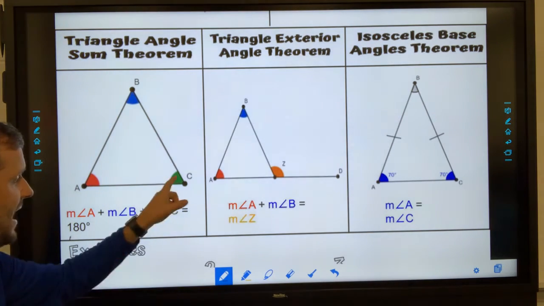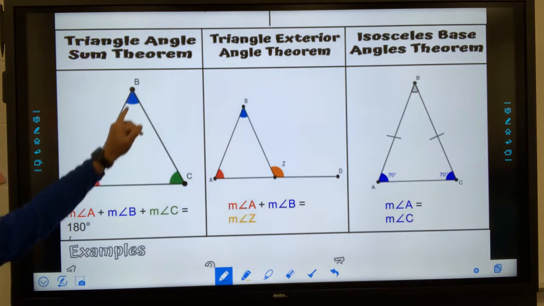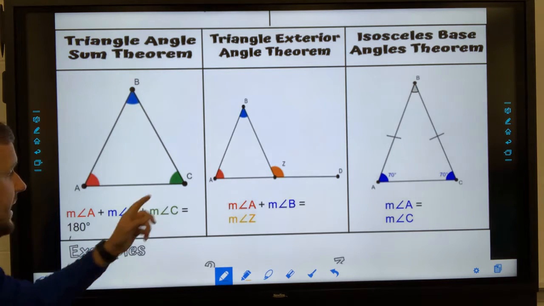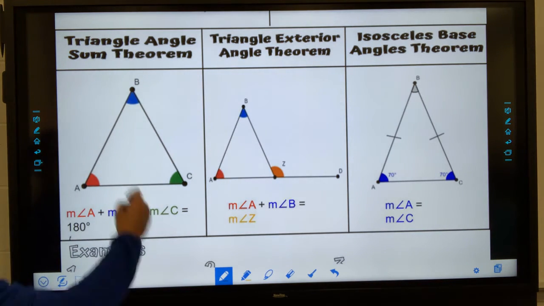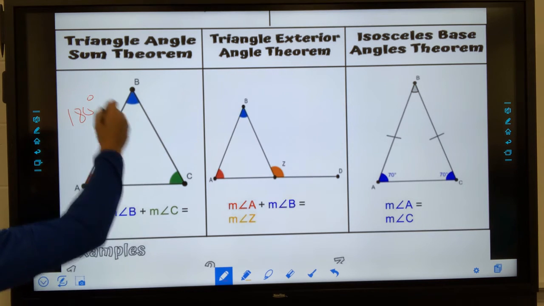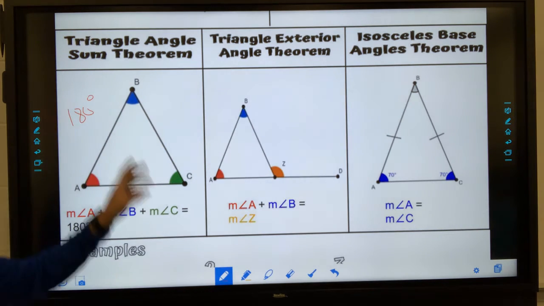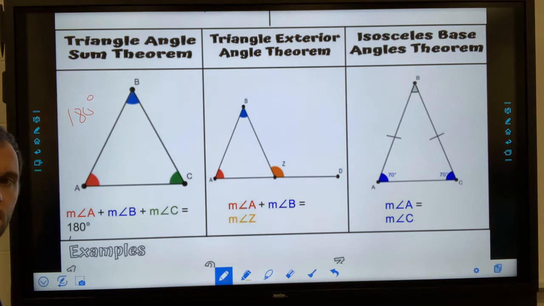So what that means is, if I have one of those missing, I can add these 2 together, subtract it from 180 and get the third one. So again, all 3 angles of a triangle always add up to 180 degrees. That's the triangle angle sum theorem, okay?